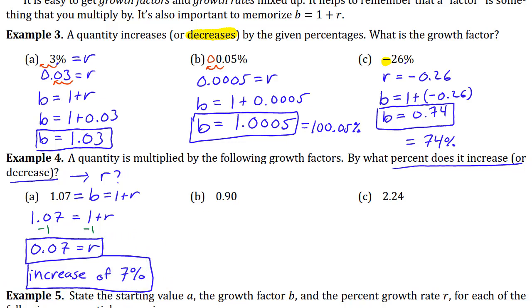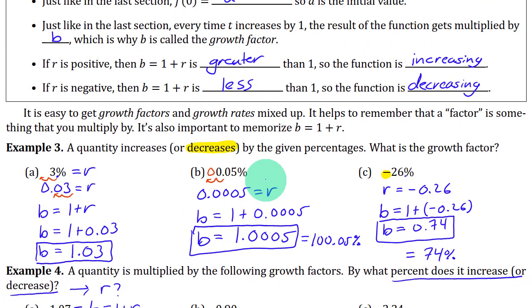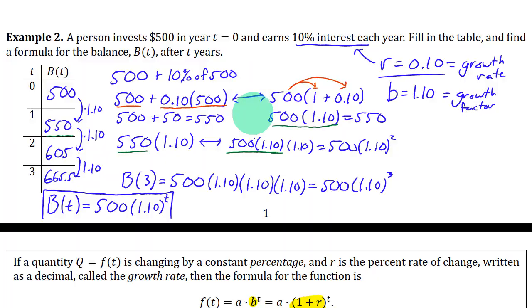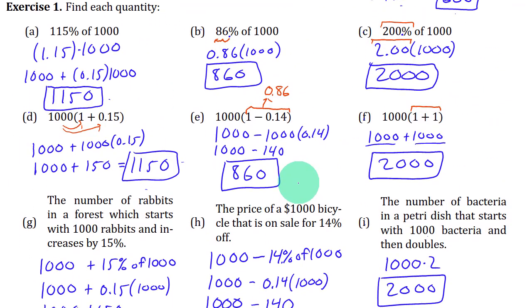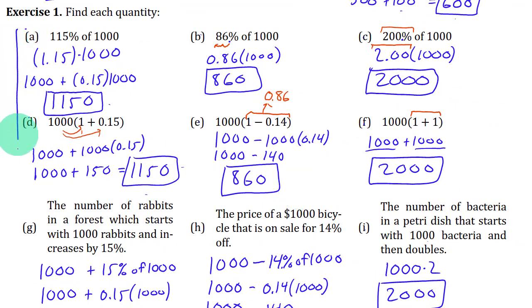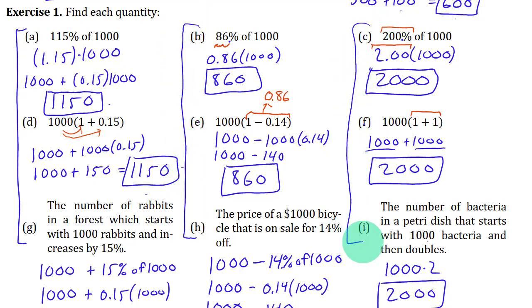So in other words, multiplying something by 1.07 is the same thing as increasing it by 7%. And if you're confused about why those two things are the same thing, I think it's a really good idea to go back to exercise 1 and see how that all worked out here. How A, D, and E were all the same thing, and why B, E, and H were all the same thing, and why these were all the same thing.